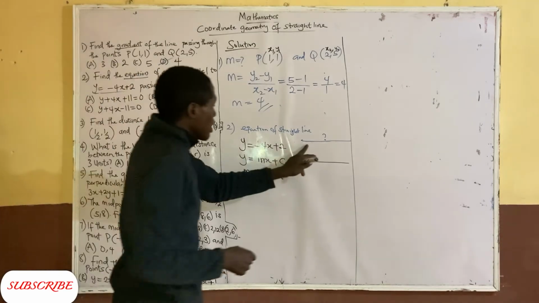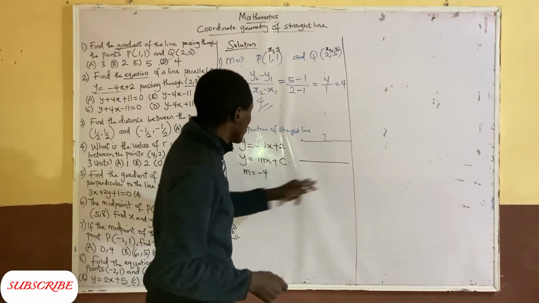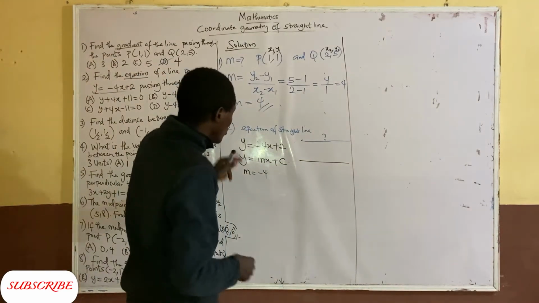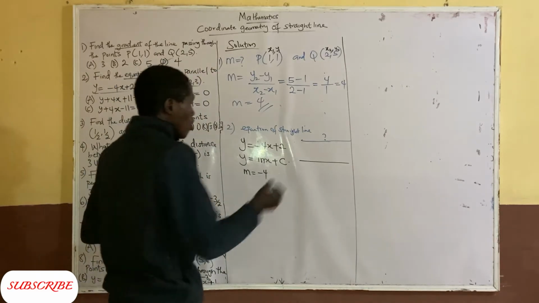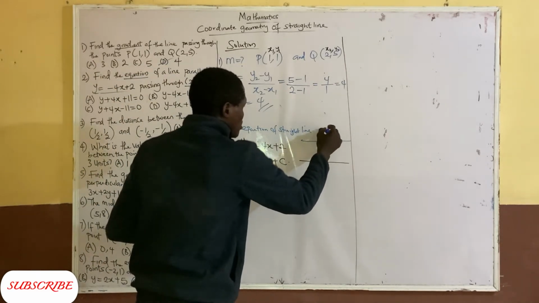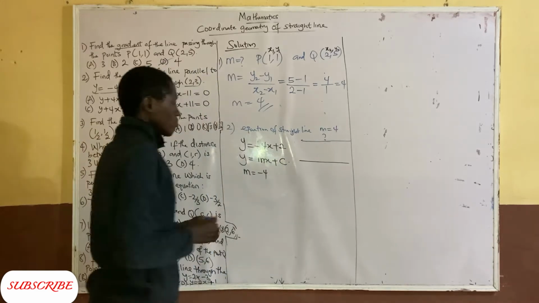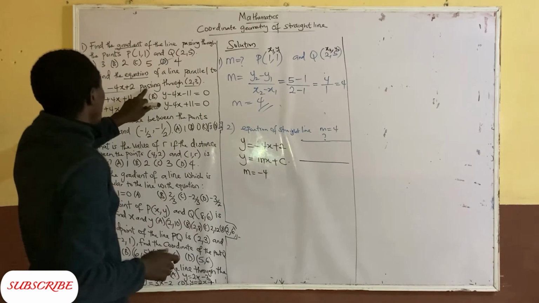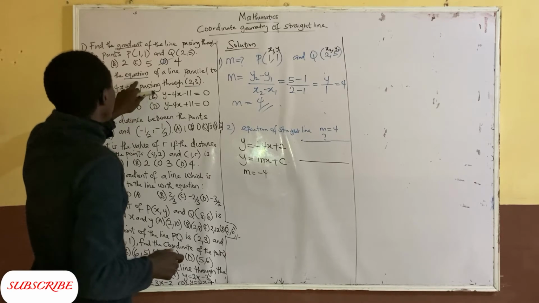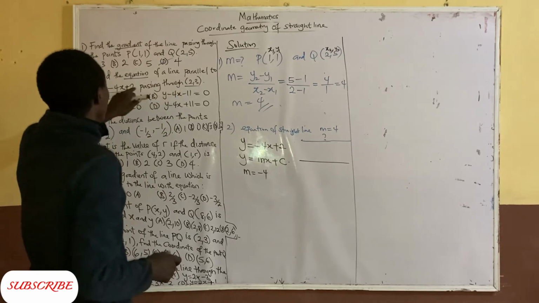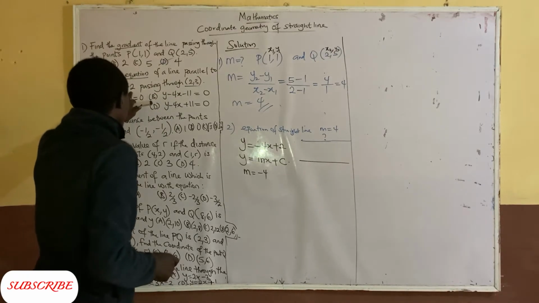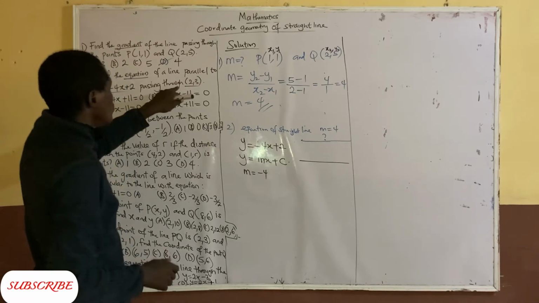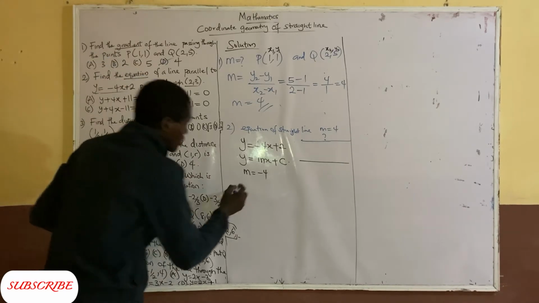So as you can see, this line is parallel to this line, so they are going to have the same slope. So the slope of this is also equal to 4. Now to calculate the equation of a line that is parallel to this, the equation of a line passing through the point. Now the new point given to us is (2, 3).